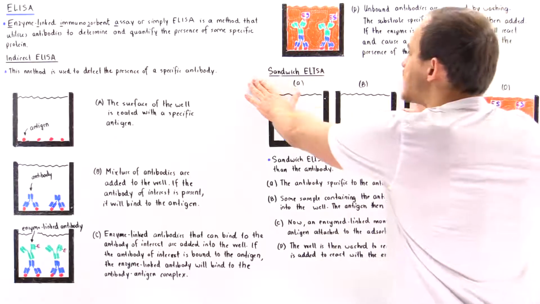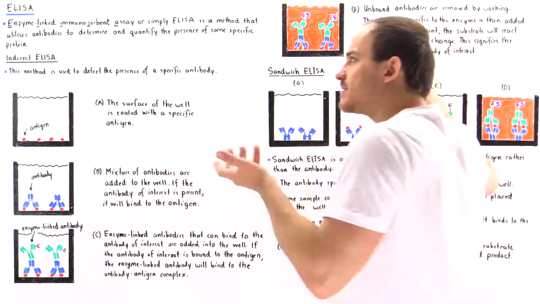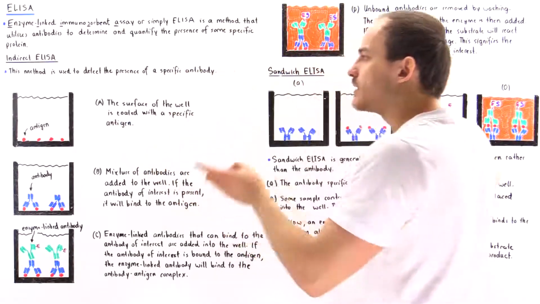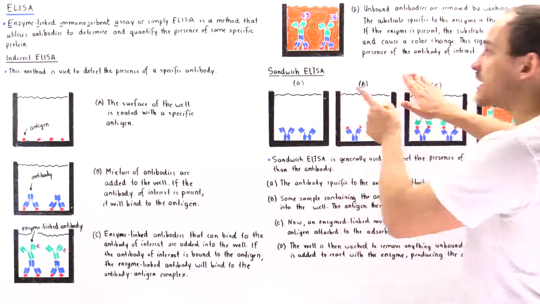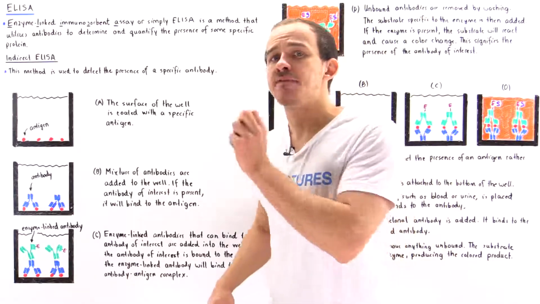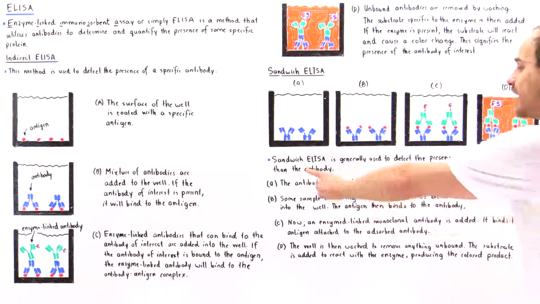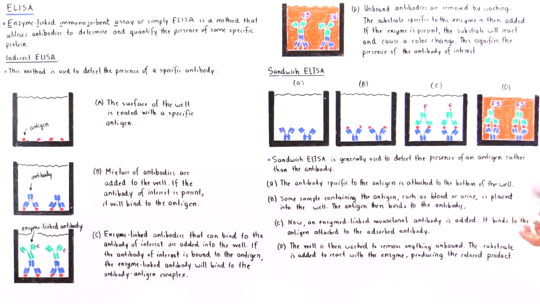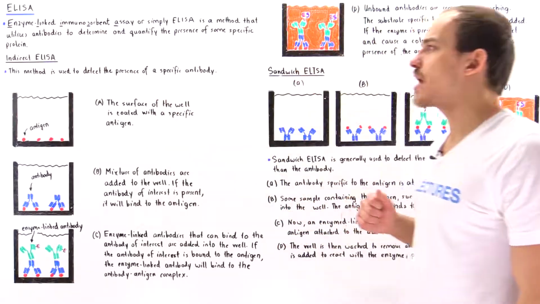Now, what about sandwich ELISA? Well, sandwich ELISA is very similar because it still uses this enzyme-linked molecule that we produce in a laboratory setting. But in the case of sandwich ELISA, we test for a specific type of antigen and not for a specific type of antibody. So sandwich ELISA is generally used to detect the presence of an antigen rather than an antibody, as we saw in indirect ELISA.